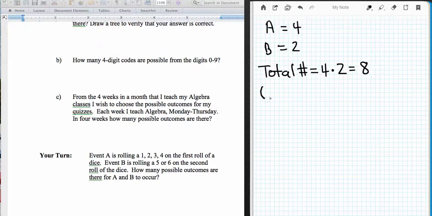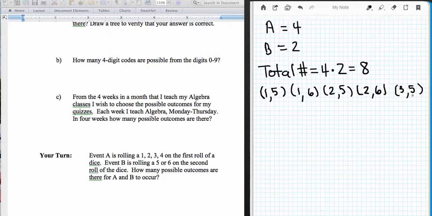So if we had a 1 on the first, we could have a 5 on the second, right? If we had a 1 on the first, we could have a 6 on the second. If we had a 2 on the first, we could have a 5 on the second. If we had a 2 on the first, we could have a 6 on the second. If we had a 3 on the first, we could have a 5 on the second. If we had a 3 on the first, we could have a 6 on the second. If we had a 4 on the first, we could have a 5 on the second. If we had a 4 on the first, we could have a 6 on the second.